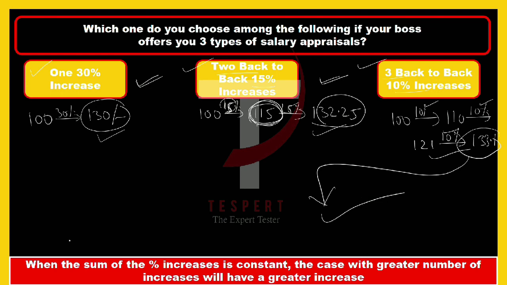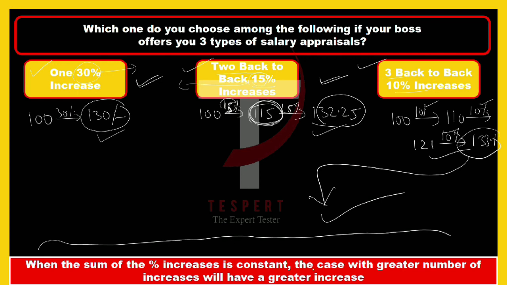When the sum of the percentage increases is constant. See here, the sum of the percentage increases is constant, right? Here 30%, here back to back 2 15%. 2 15 means 15 plus 15, which is equal to 30. So 3 back to back 10, 3 tens means 30. So the sum is equal, that's not an issue here, but the percentage increase is constant, okay?